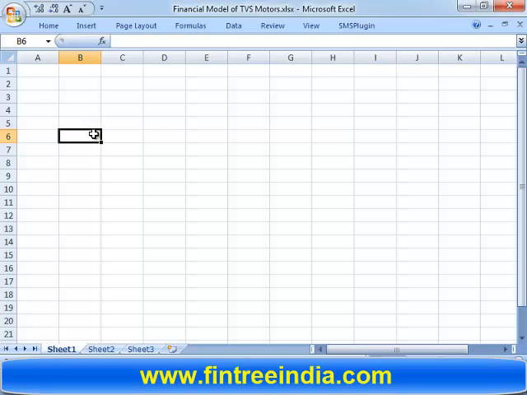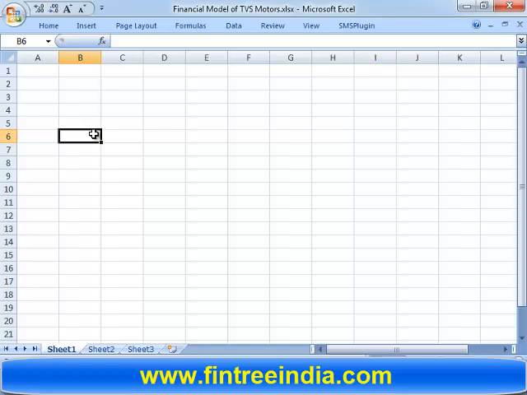So we have to start building infrastructure for our model now. Building infrastructure means you have to first create a layout, then get the data from annual reports to Excel, then rearrange the old data in such a way that it becomes easy to model, and then start the forecasting process.